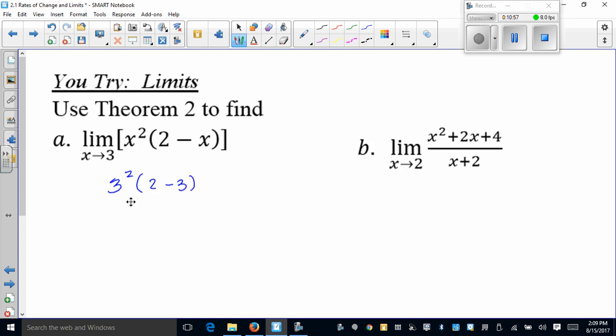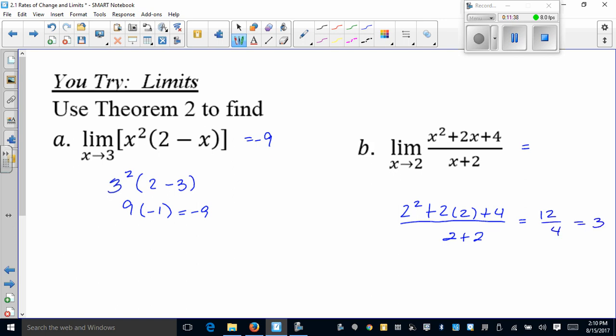Do make sure that you get into the habit of writing this. Don't just say, oh, the answer is negative 9. It's the limit as x approaches 3 of f of x equals, and this one is 2. So you get 2 squared plus 2 times 2 plus 4 over 2 plus 2. So this is really 4 times 3 because you're adding 4 up 3 times. So 12 over 4 or 3. So the limit as x approaches 2 of this function gives you 3.